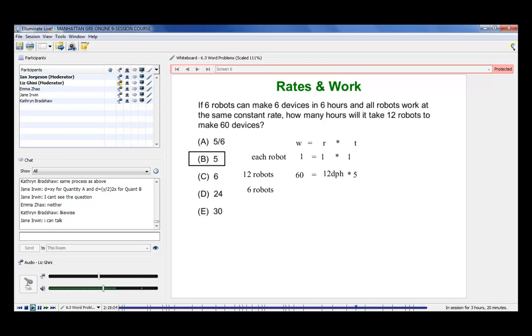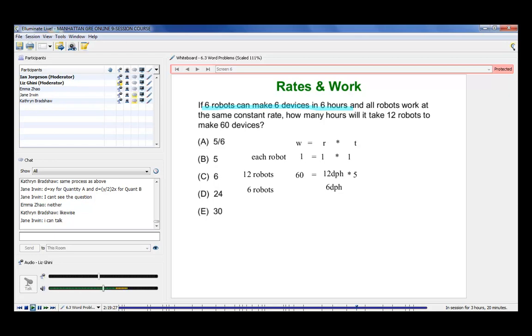If I'm thinking about it that way. All right. Now, but you have to be really careful. Look at the wording of the problem. If you were thinking 1 robot makes 1 device per hour, look at it though. 6 robots make 6 devices in 6 hours. What is the real rate of 1 robot?